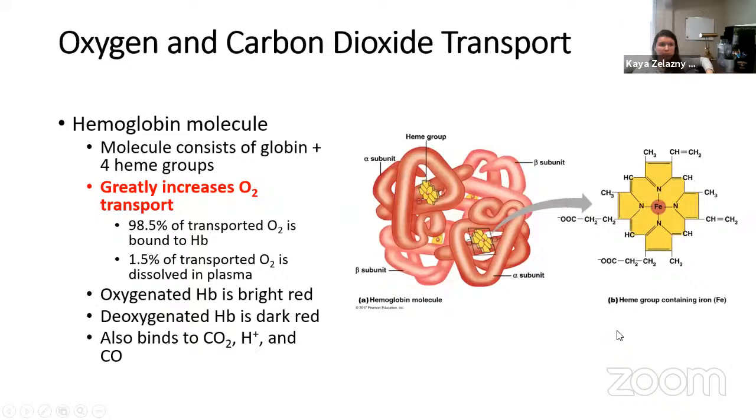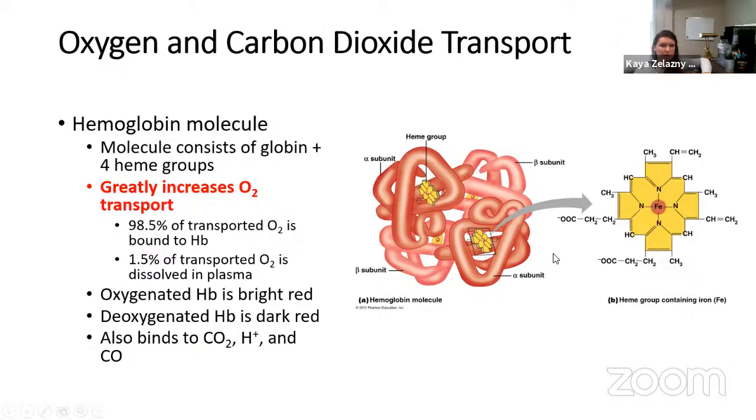So what we do have inside of our erythrocytes, our red blood cells, is this molecule hemoglobin. It's a protein. We'll see we also have this molecule carbonic anhydrase, which is an enzyme. So that's going to be our next slide. So the hemoglobin, its really important job is for carrying oxygen around the body.